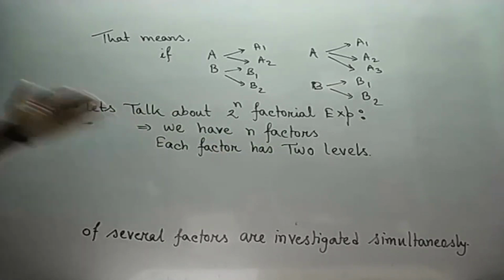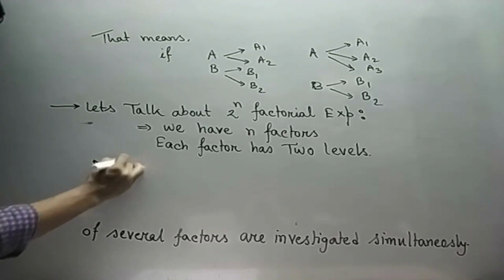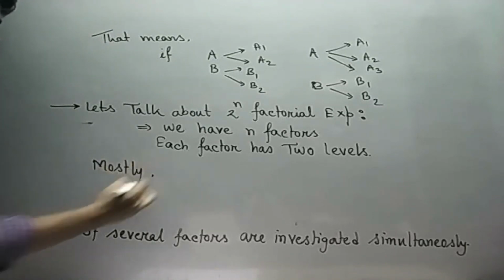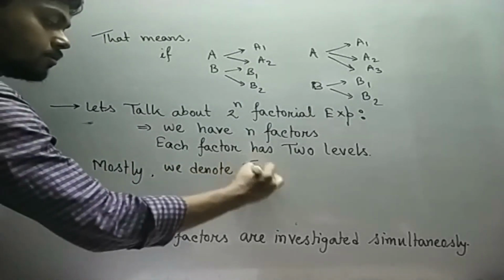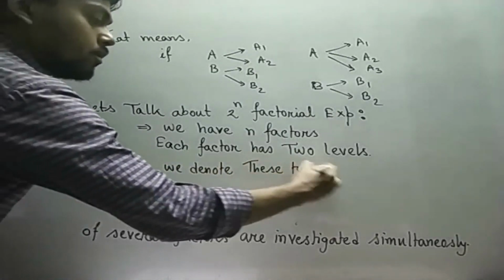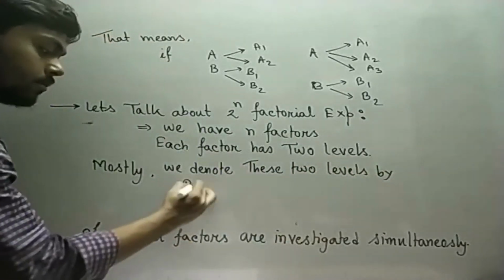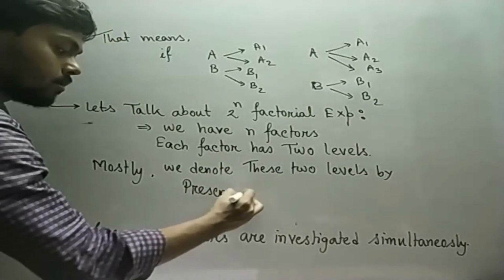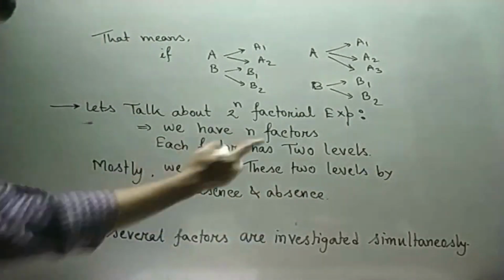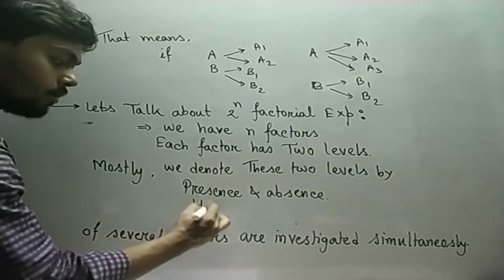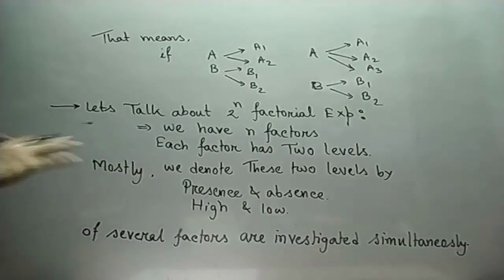Mostly we denote these two levels by presence and absence, or we can write high and low. Most of the time we do this.